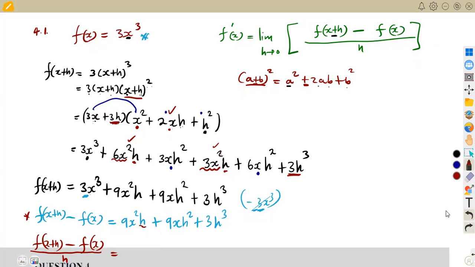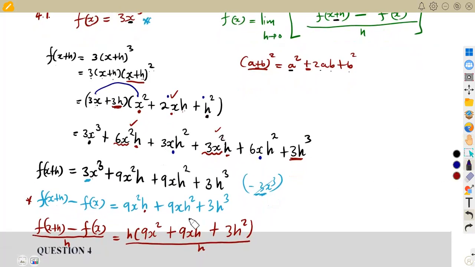So let us factor out h. If we factor out h here, we are going to have 9x squared. Factor out h, there are 2 of them, so we're going to remain with the 1h. There are 3 of them, so we're going to remain with the 2 of the h's in this case. All right, so that's it. Everything over h. So we're going to have this whole part over h.